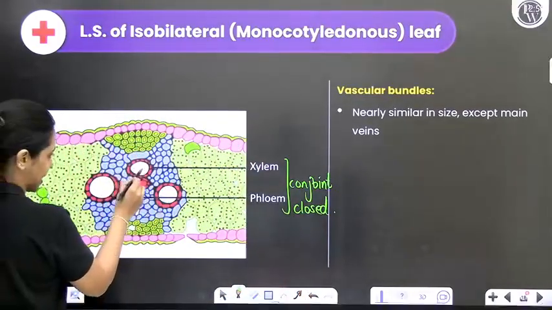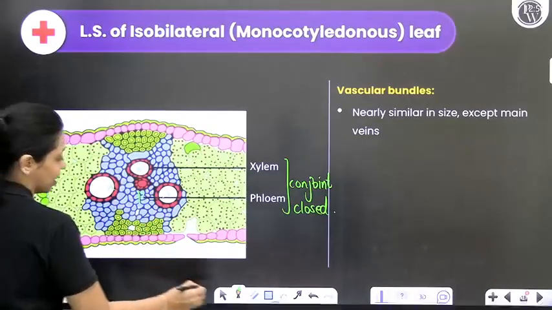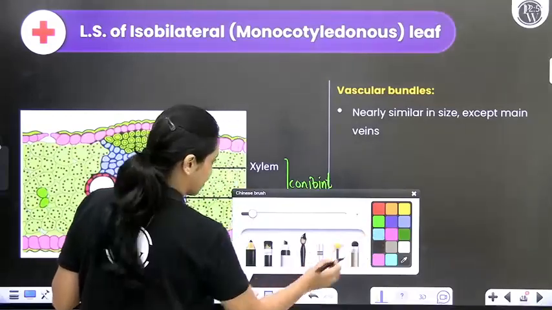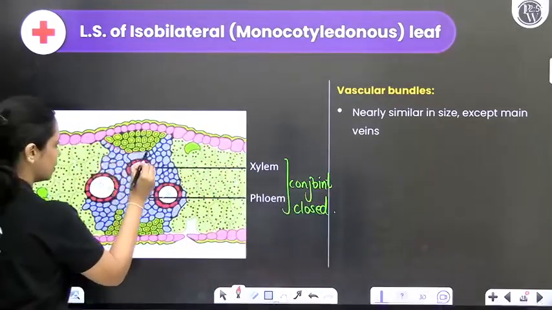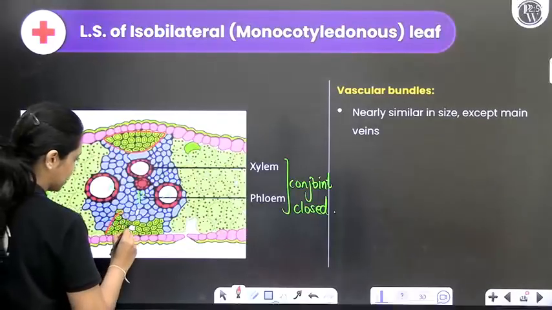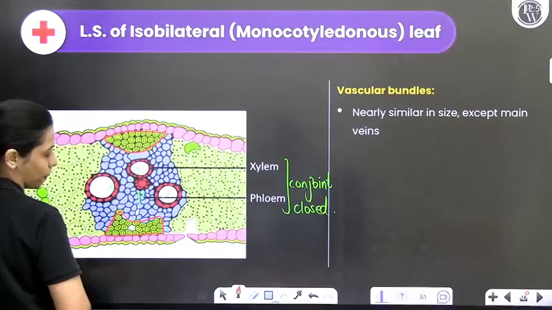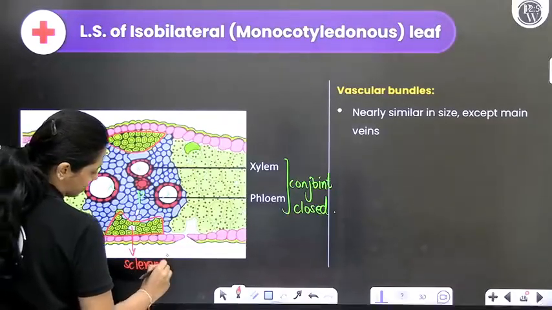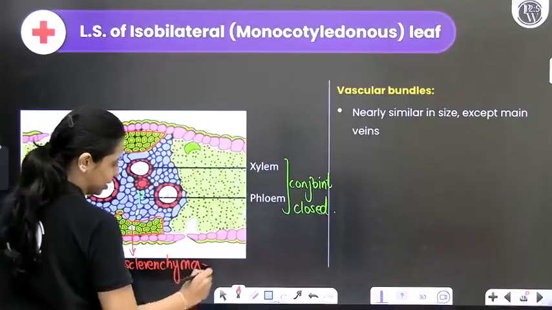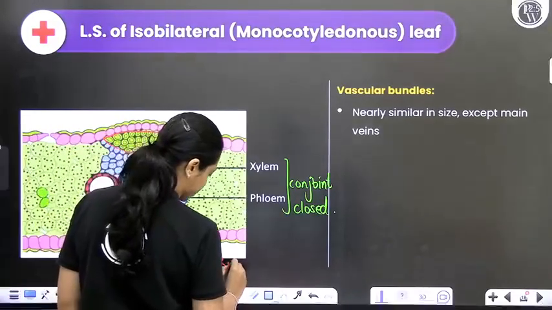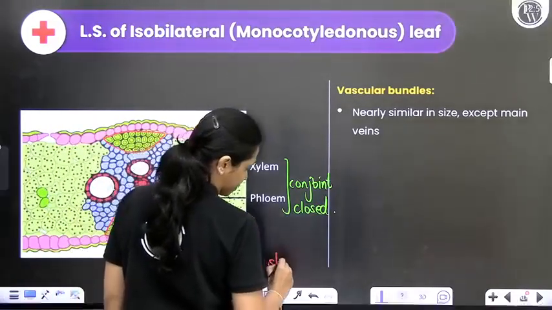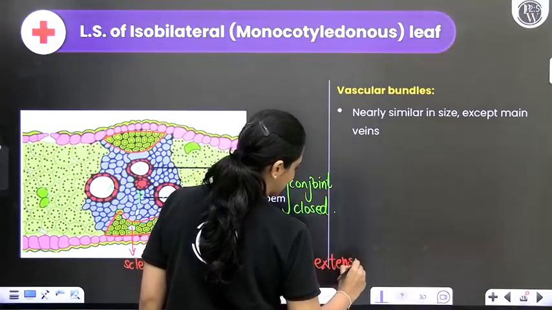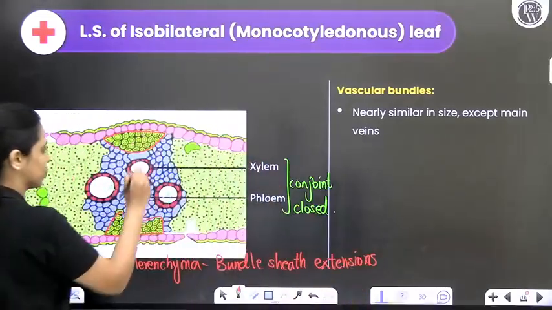If this is xylem and this is phloem, on top of the xylem and on top and below the vascular bundles, let me mark it in red. Over here, you can find sclerenchymatous tissue. These are made up of sclerenchyma and we call them bundle sheath extensions. Why do we call them bundle sheath extensions? Because they are extending till the epidermis on both sides.